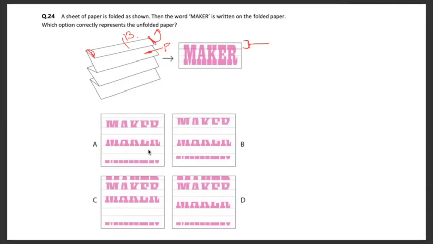From that, we can easily remove two of the options, which means option C is wrong and option D is wrong. Why? Because in both the cases, we are able to see the top part, which will eventually happen on the back side of the sheet.